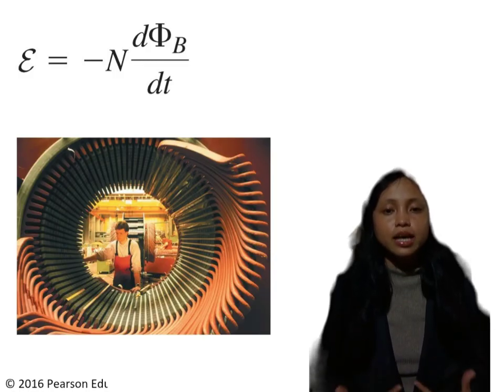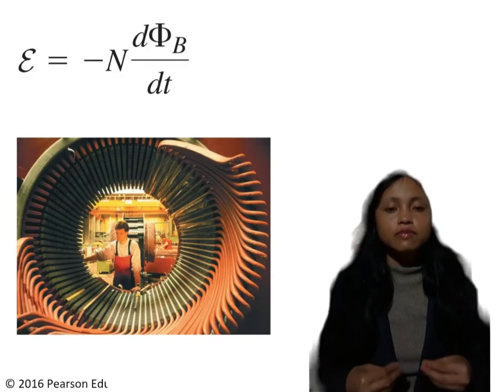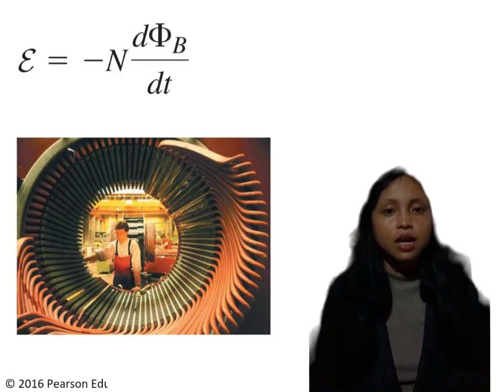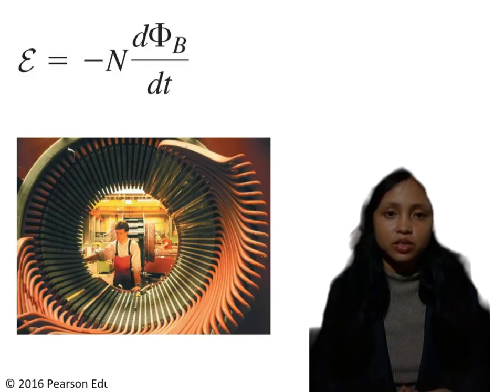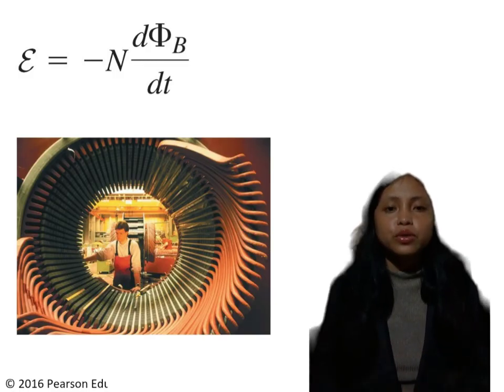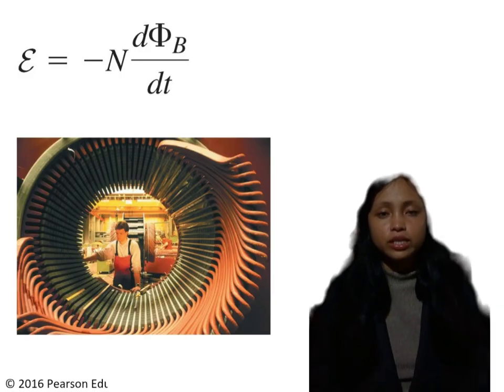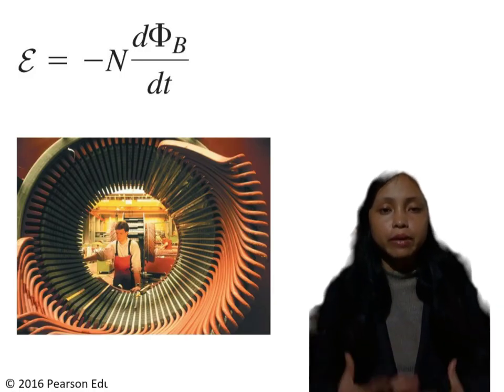If a coil has N identical turns and the flux varies at the same rate through each turn, the total electromotive force is given by the equation below. More turns means larger induced electromotive force, which is why generators use many loops.